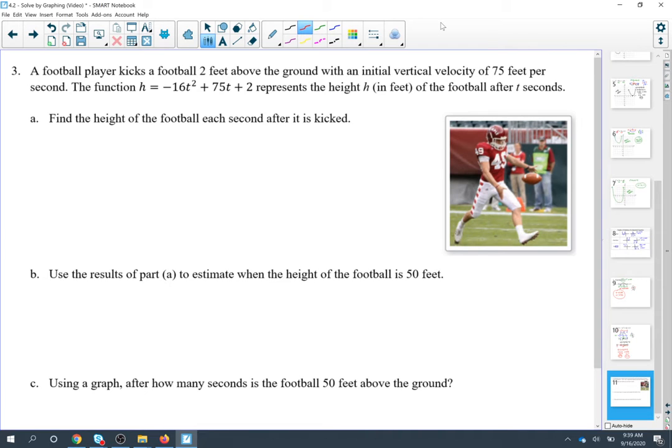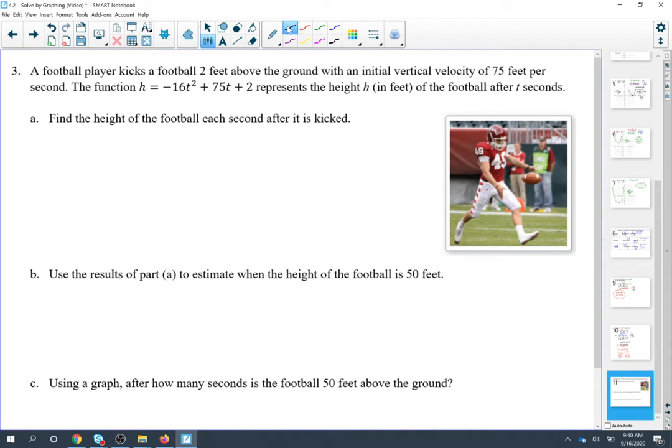Example 3. A football player kicks a football 2 feet above the ground with an initial vertical velocity of 75 feet per second. The function h equals negative 16t squared plus 75t plus 2 represents the height h in feet of the football after t seconds. Letter A, find the height of the football each second after it is kicked.